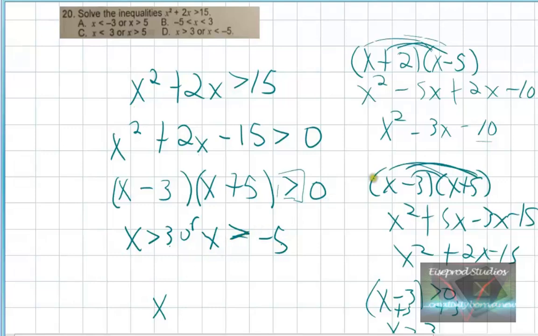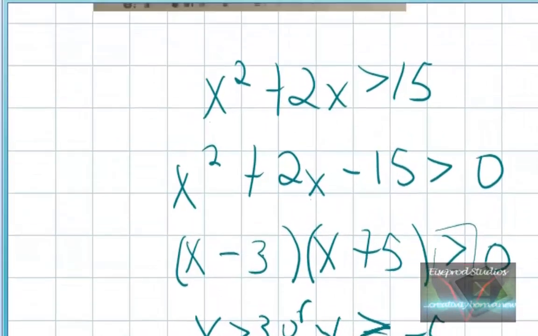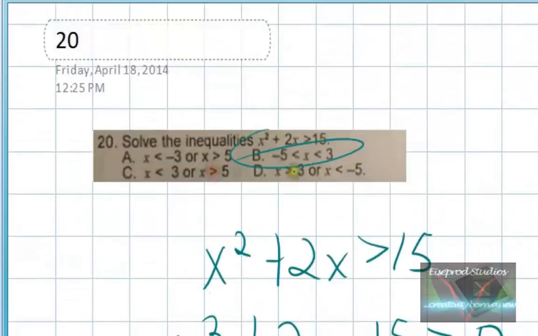Let me see. So you're going to have, it's going to be like this. You're going to have 3 on this side and negative 5 here. So what we did was we placed x between negative 5 and 3. And so your answer would be B.